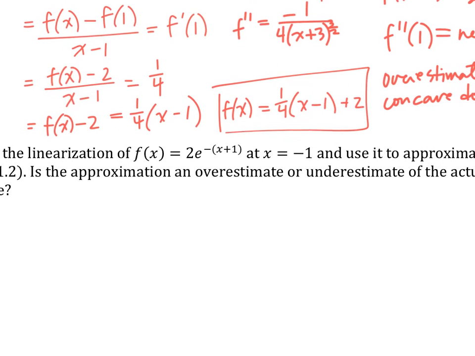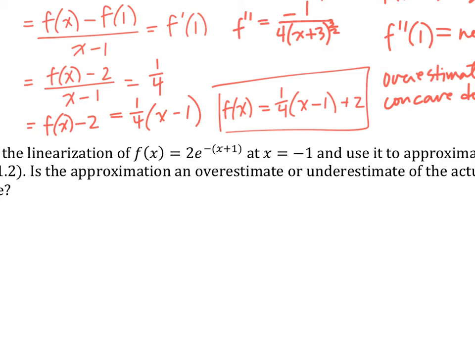Find the linearization of this. When they say find the linearization, they just mean find that tangent equation. So please know what that means. Find a linearization, find a tangent equation of this function at this number and use it to approximate f of negative 1.2. You have to also say, is the approximation an overestimate or underestimate of the actual value?